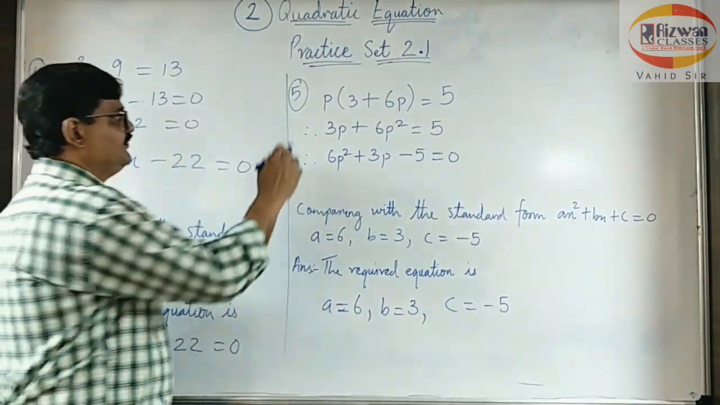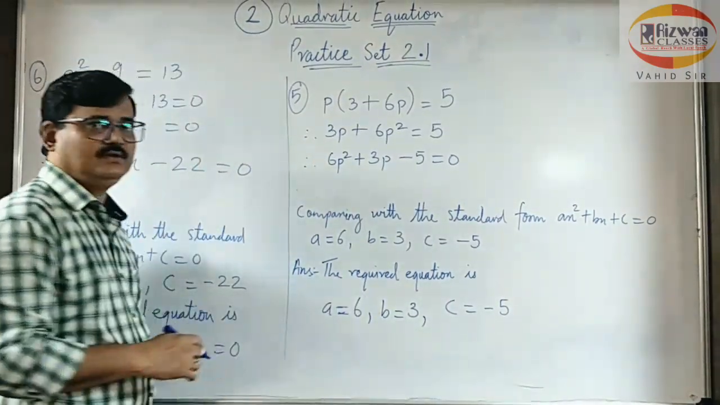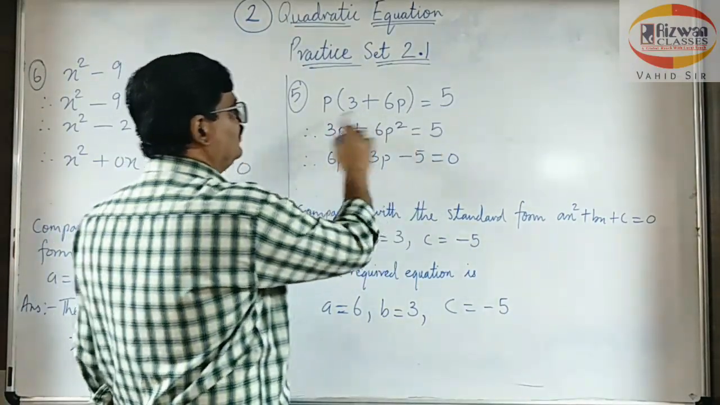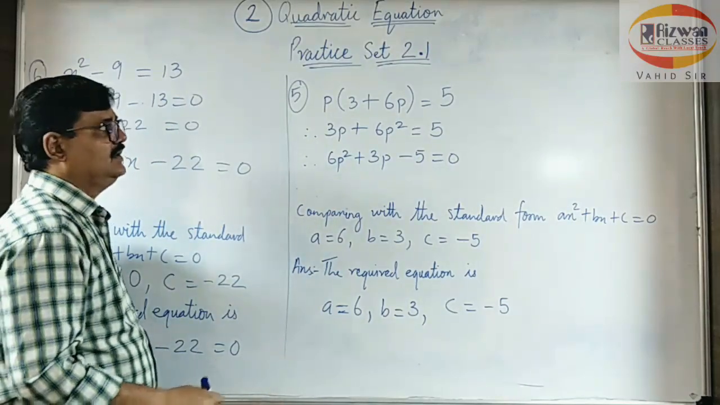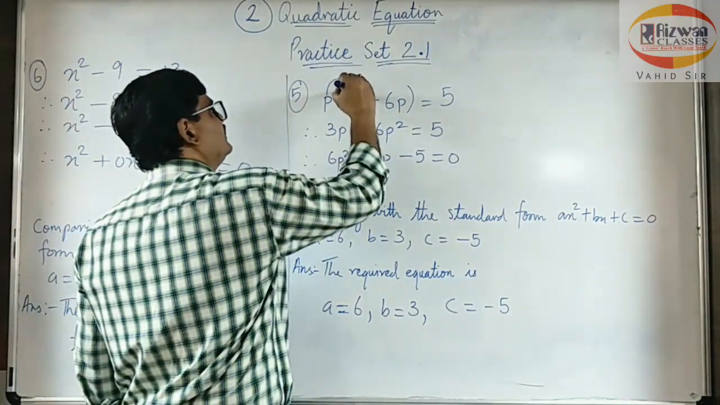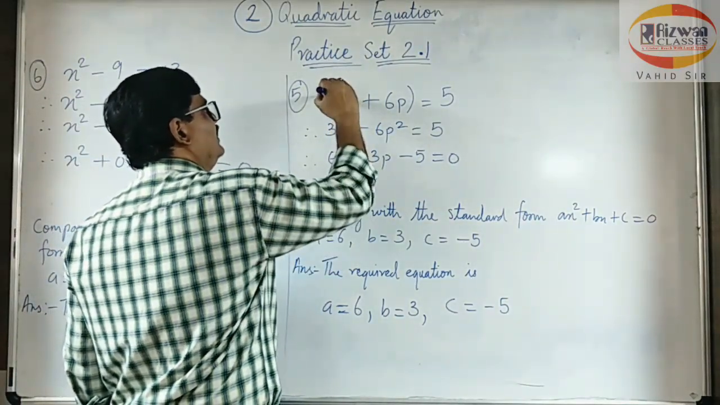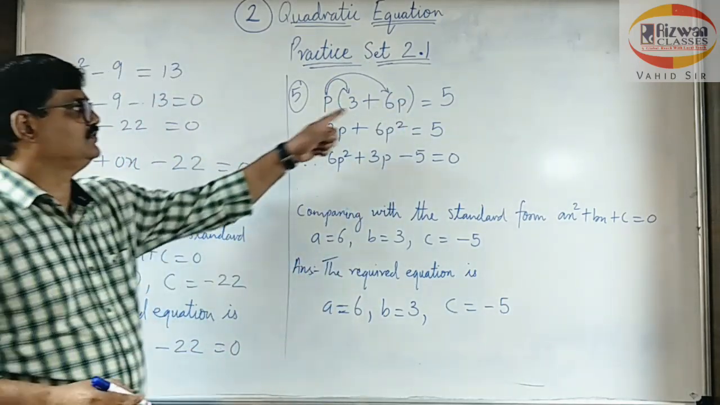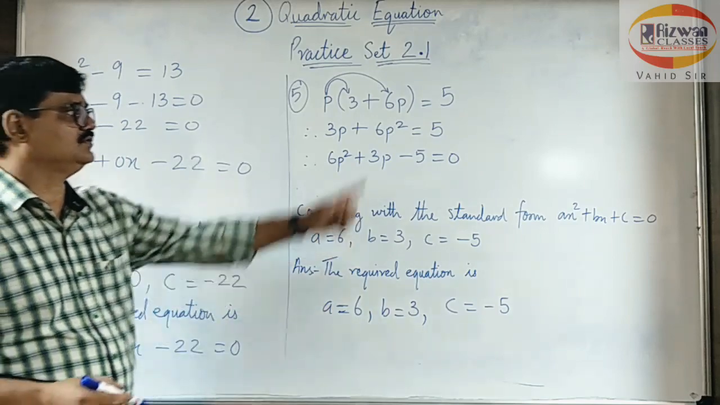Okay students, now let's go to the 5th and 6th questions, and this exercise will get over. Now p bracket on 3 plus 6p is equal to 5. What you have to do here? You have to open up this bracket by multiplying this p with this 3. p into 3 is 3p. Again you have to multiply p with your 6p. So p into 6p is 6p square, is equal to 5.